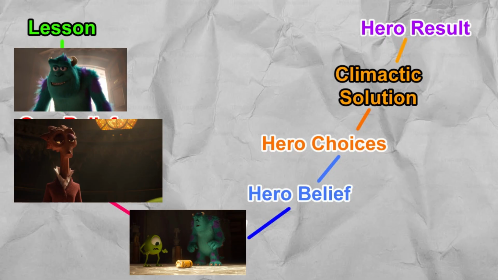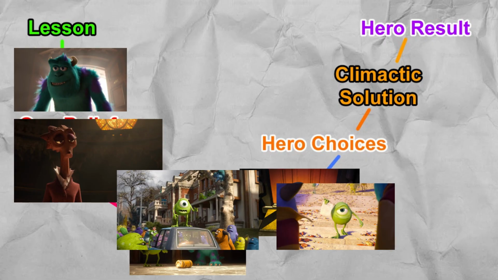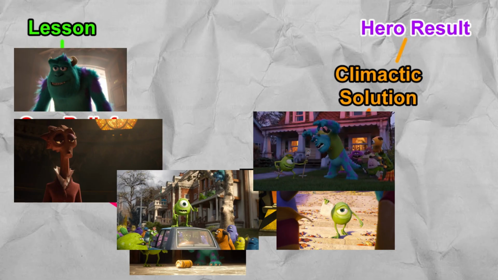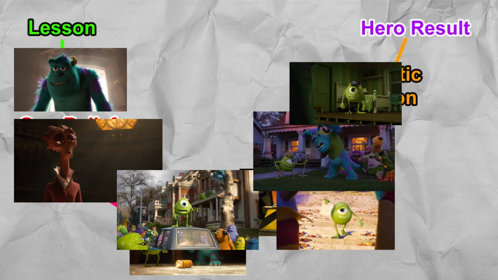Mike, however, believes that he can be scary, so he challenges the principal to a bet and forms an underdog team to win the competition. His choices reflect his belief when he trains the outcasts to become scary. There are technically two climaxes here. The first is when Mike wins the competition, but only because Sully rigged the machine, meaning that his own friend didn't believe he was scary enough.